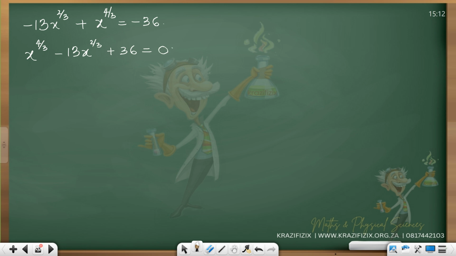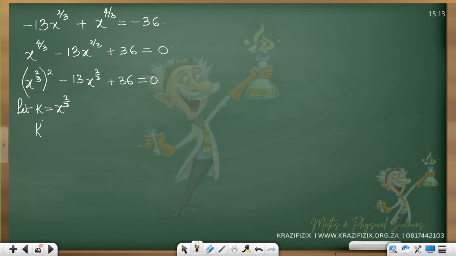So I wanted you to get exposed to what we do as examiners. The answer is right there, but we just try to play around. Now, this can be written as (x^(2/3))² minus 13x^(2/3) plus 36 equals 0. Can you see that now? Let k be equal to x^(2/3).